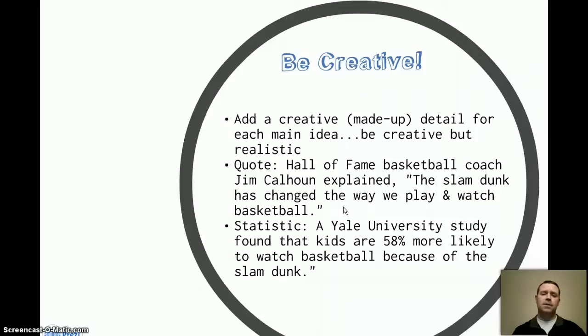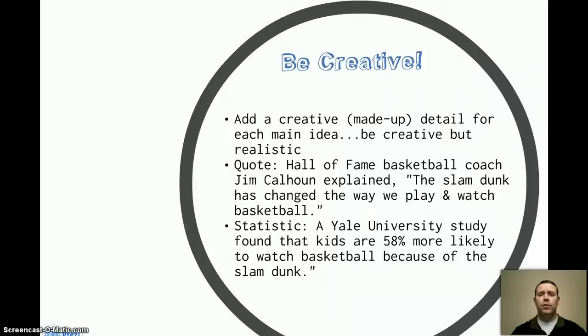And then the second is a statistic. A Yale University study found that kids are 58% more likely to watch basketball because of the slam dunk. Again, like the Calhoun quote, I made that statistic up. But it sounds really good. It ties in perfectly with my argument. And Yale University makes it sound a little more sophisticated.